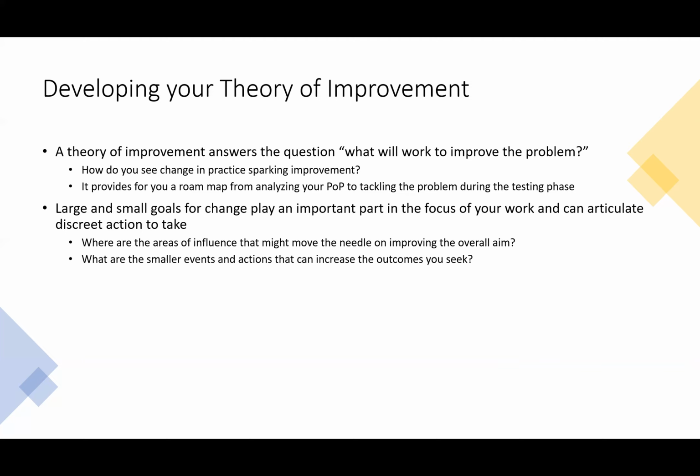And when you're developing your theory of improvement, you need to consider where the areas of influence are that can move the needle to improve the overall aim. And again, we'll talk about aims in just a little bit. And what are the smaller events and actions that can increase the outcomes you seek? So again, let's not rule out anything, even if you think it might be too small at this point.